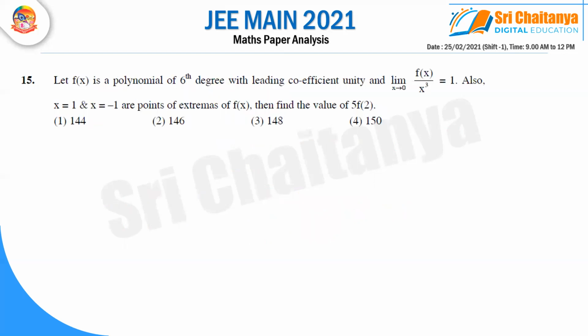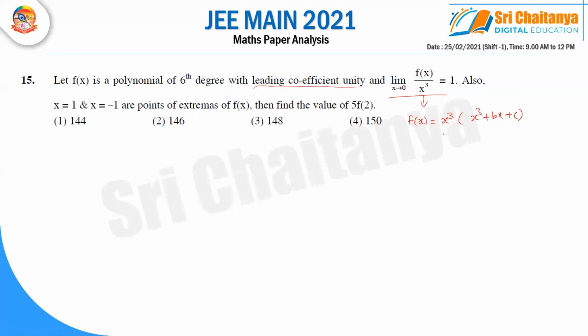Next question. They are saying f of x is a polynomial of sixth degree with leading coefficient 1 and a limit as x tends to 0 of f of x. So what does this mean? This means f of x is something like x cube into (ax cube plus bx square plus bx plus c). But actually they said with leading coefficient unity, you can see over here. So I can remove this particular term.